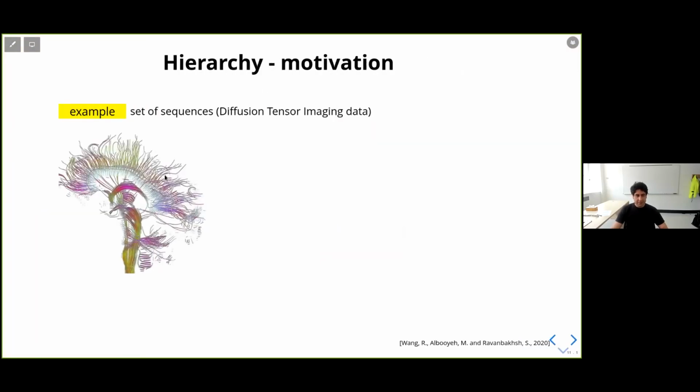Suppose you have data from diffusion tensor imaging. You can interpret this as a set of sequences. You have a set of fiber bundles, and then each bundle is a sequence of 3D coordinates. How do you build a model for this?